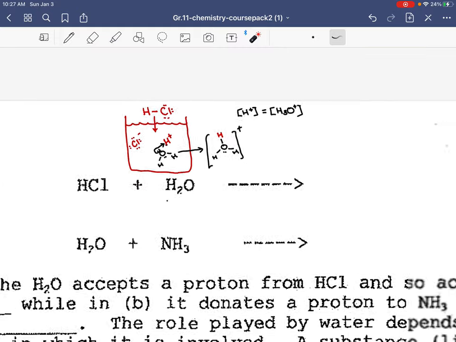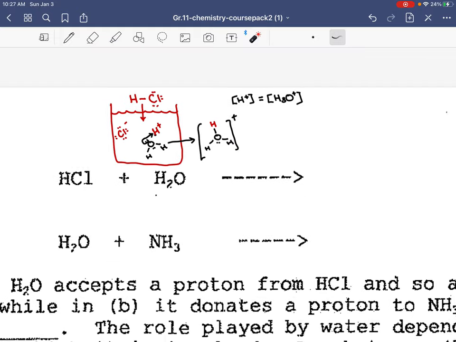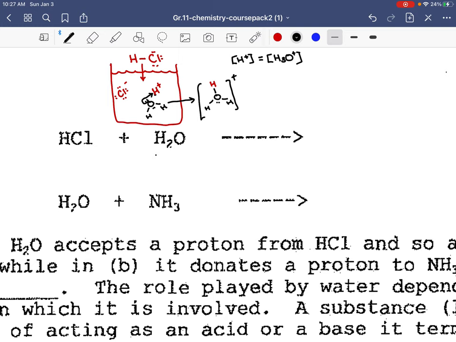All right? So if you look at how to predict the reaction here, if you take HCl and react it with water, you're going to get H3O plus and Cl minus. Okay, don't forget about this guy. He's going to stay there.